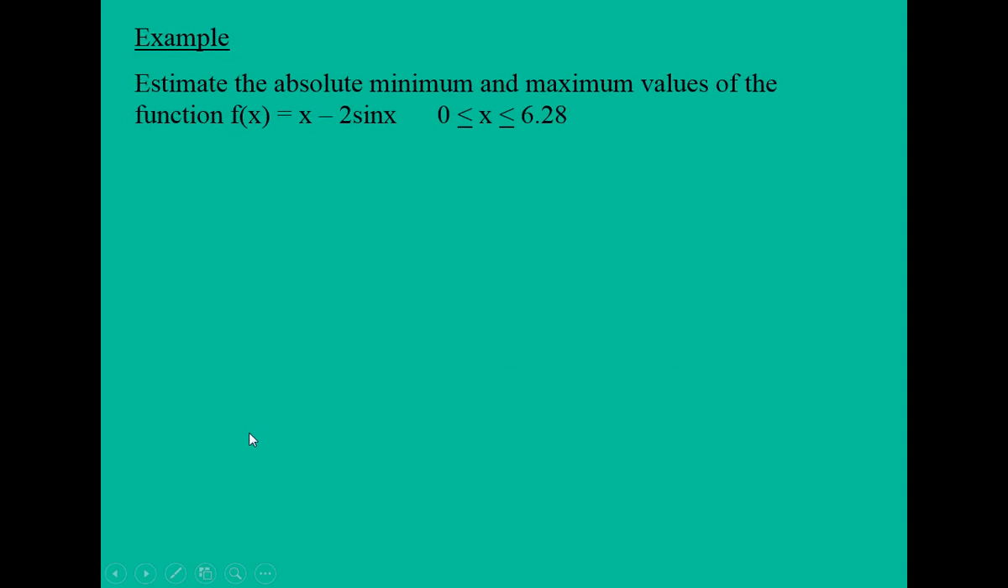Estimate the absolute minimum and maximum values of the function f of x equals x minus 2 times the sine of x on the interval 0 to 2 pi, 6.28, 2 pi.